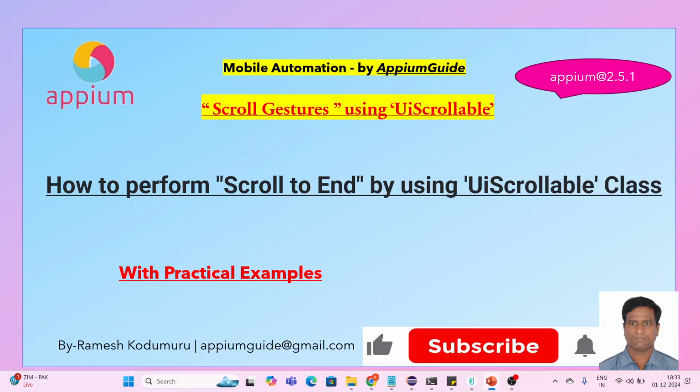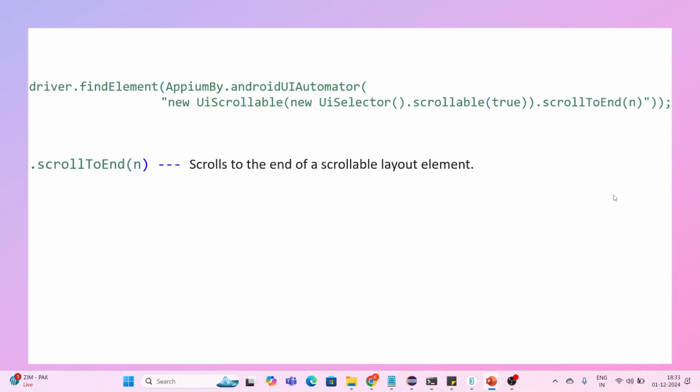As a part of our series Scroll Gestures using UI Scrollable, in this video, we'll discuss how to perform scroll to end by using the UI Scrollable class. We have to use the method called scrollToEnd. This is the code: new UiScrollable(new UiSelector().scrollable(true)).scrollToEnd method I have to use here.